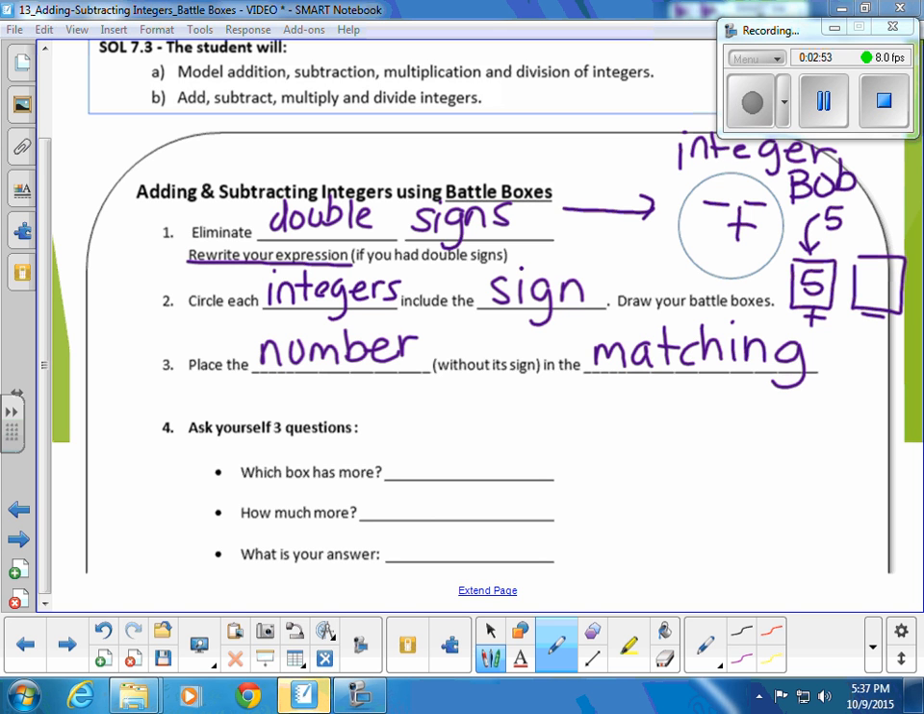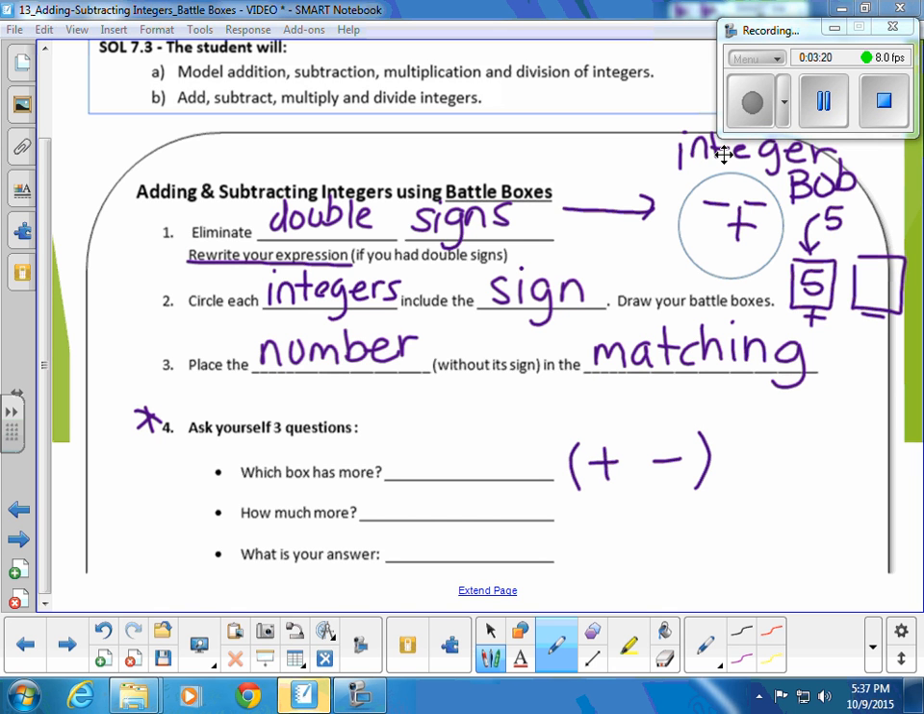Then the last step is to ask yourself 3 questions, and you're going to need to know these because they're basically solving the problem for you. Your first question is which box has more in it, which value is bigger, and all we're looking for here is either a plus sign or a minus sign. That's all we're looking for. You don't have to write positive or negative, just write a plus sign or a negative sign.